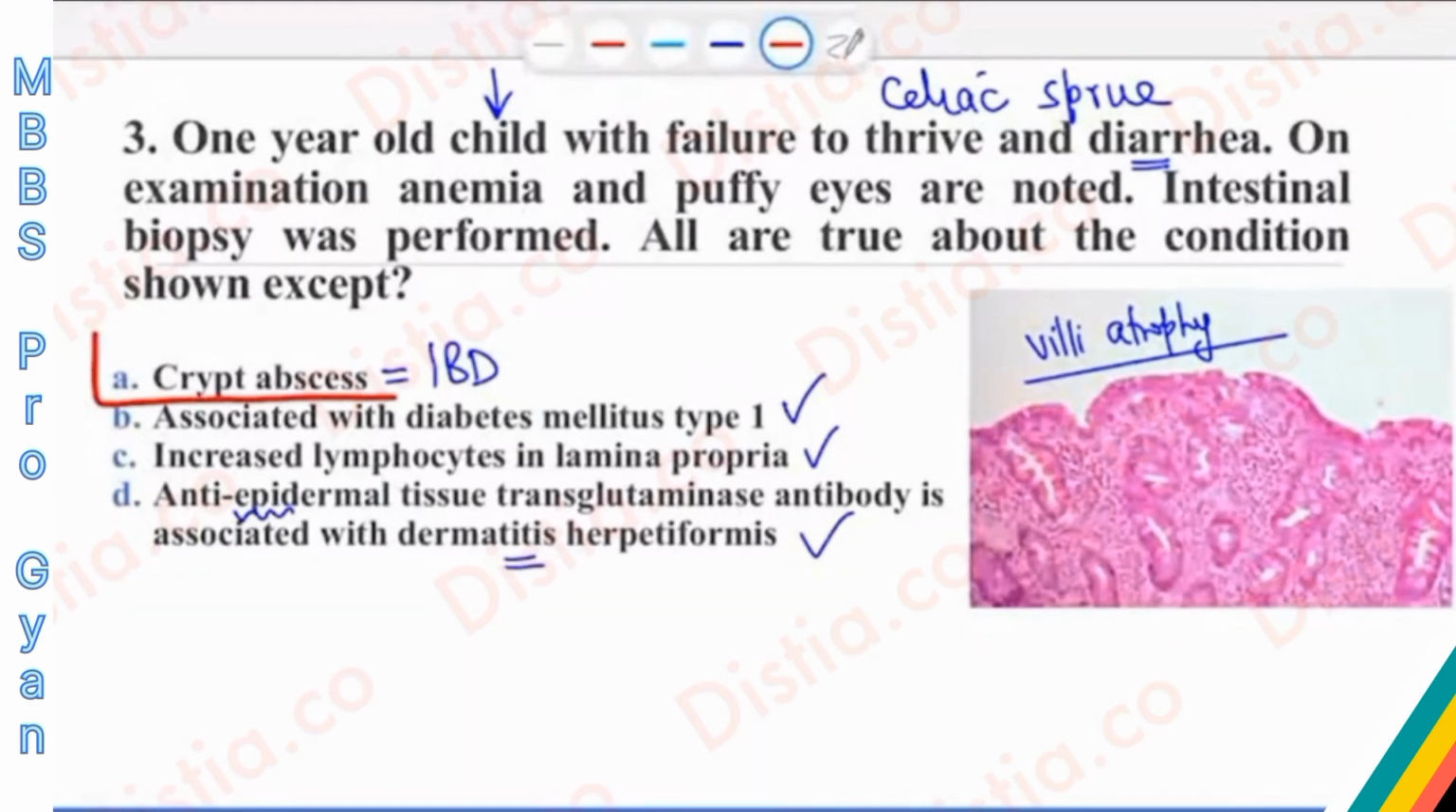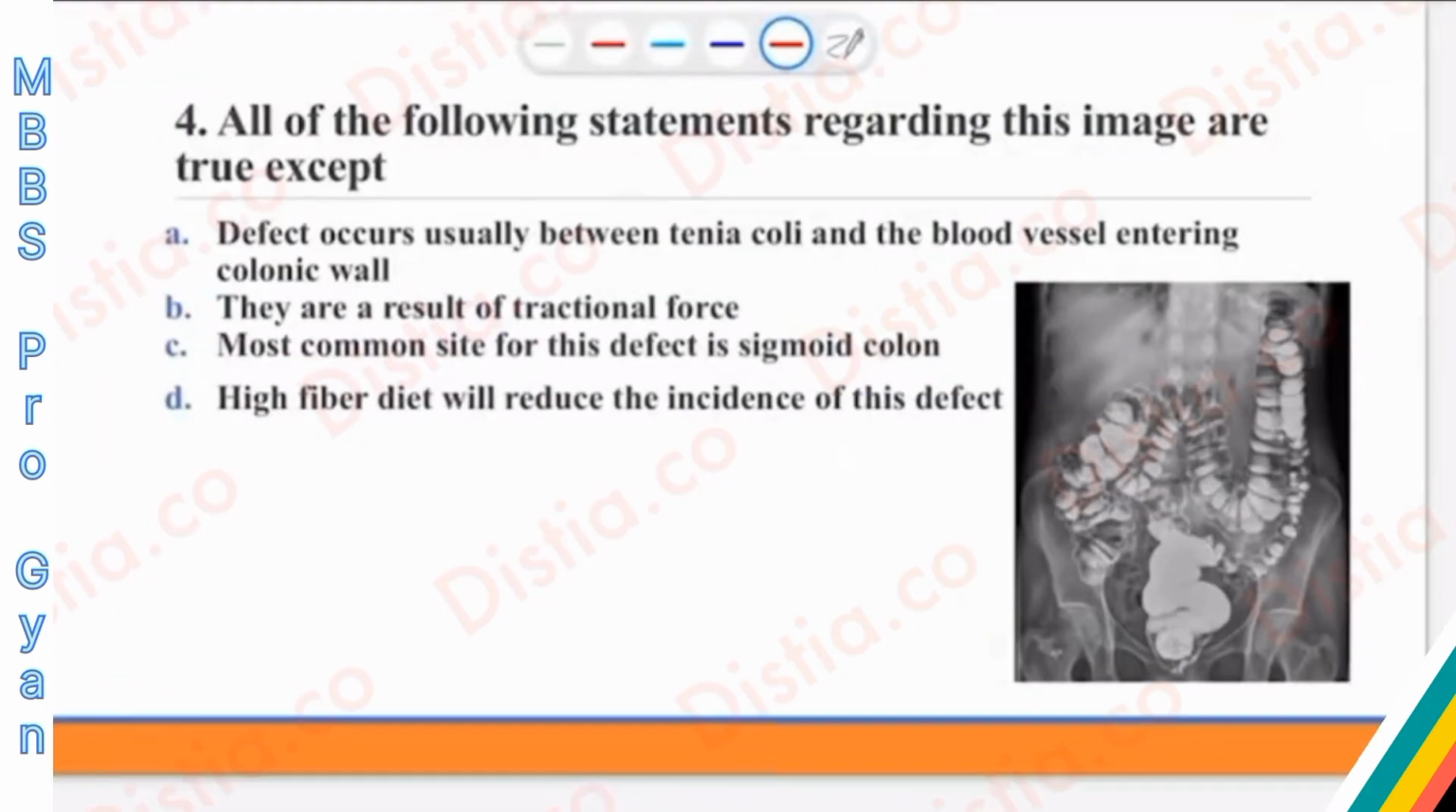The correct answer to this question is option A, crypt abscess, which is going to be seen with inflammatory bowel disease. Pretty spot on, a relatively easy question, and you are familiar that celiac sprue would be seen with brow, and we can use quinoa or we can use maize for management of this condition.